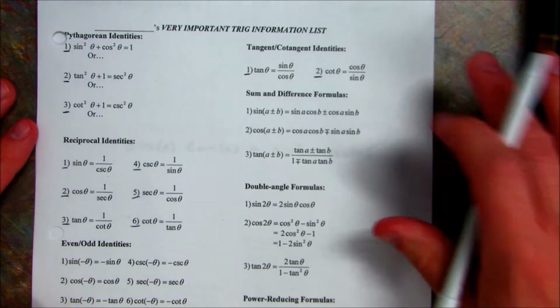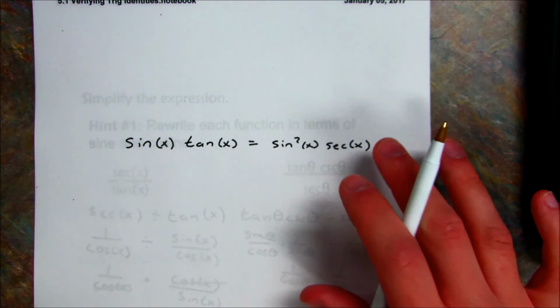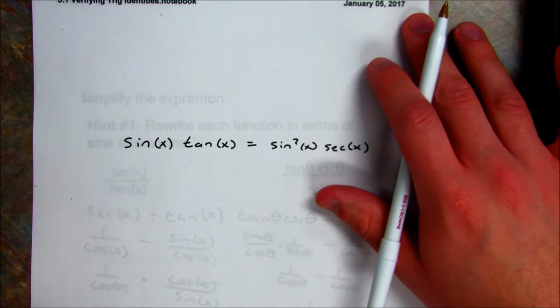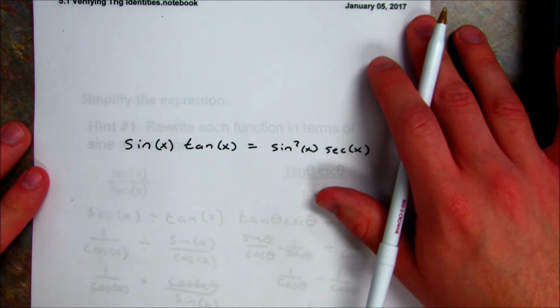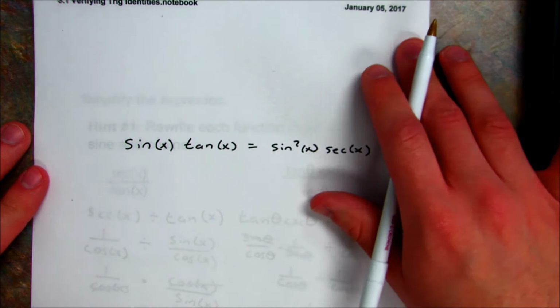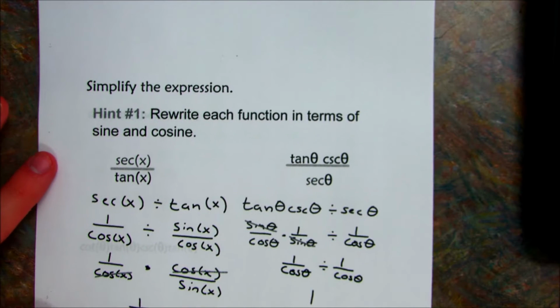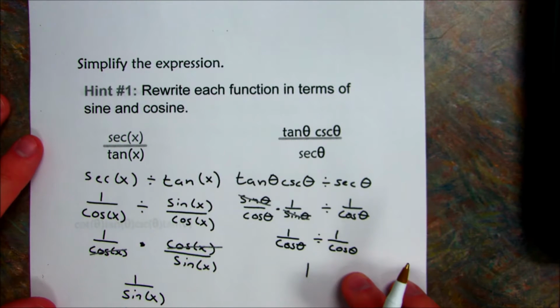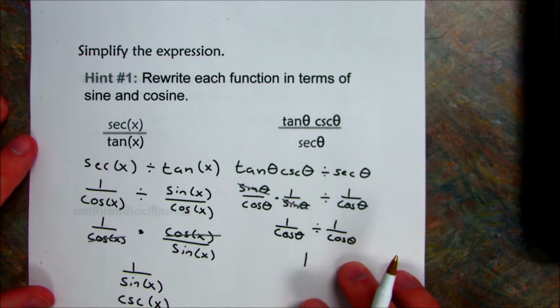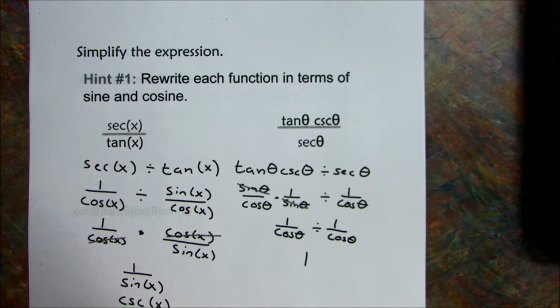So the first thing I'm going to do is give you some hints. This video is only going to contain 3 hints on how to verify trig identities. The first hint is to rewrite each function in terms of sine and cosine. This is where the identities list, voila, will be very useful.